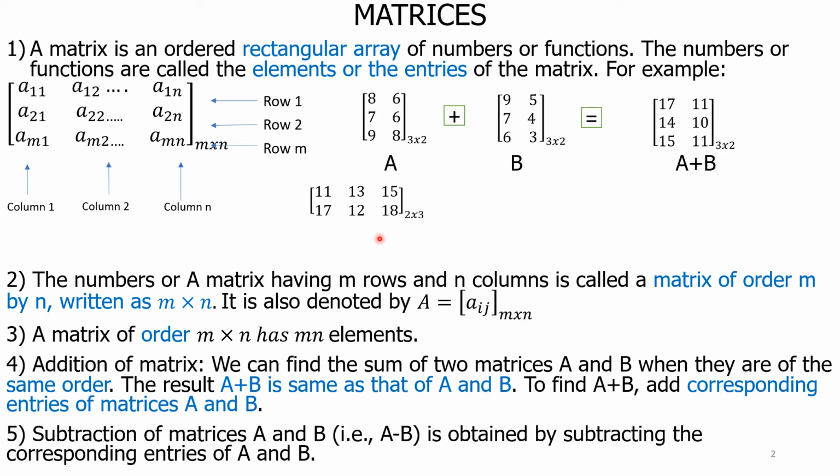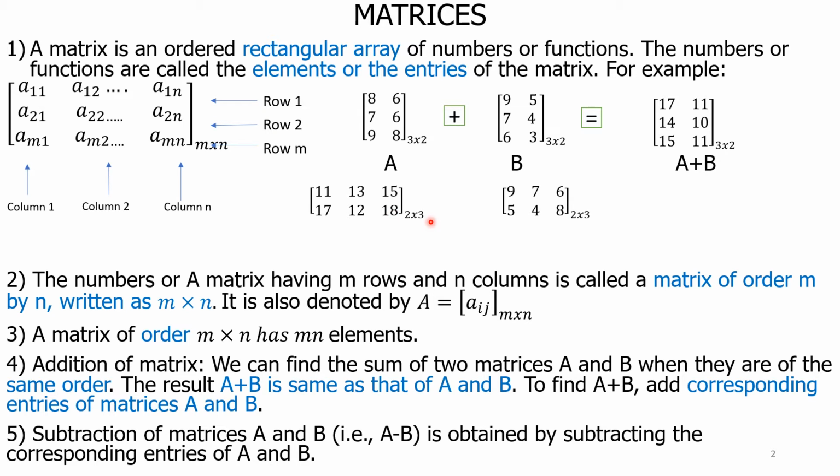So matrix A is given as 11, 13, 15 in the first row, and the second row is 17, 12 and 18. If you see, there are 2 rows. This is row number 1 and row number 2. Hence it is given 2. And 3 columns: first column, second column and third column. It is 2 by 3.